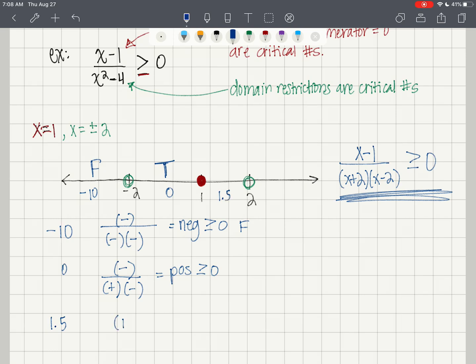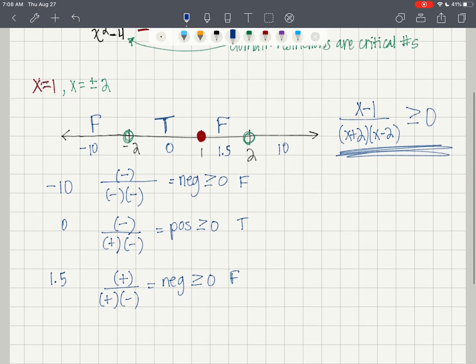1.5 minus 1 is positive in the numerator. 1.5 plus 2 is positive. 1.5 minus 2 is negative. That's going to result in a negative number, and a negative number is never greater than 0. Therefore, that interval is false.